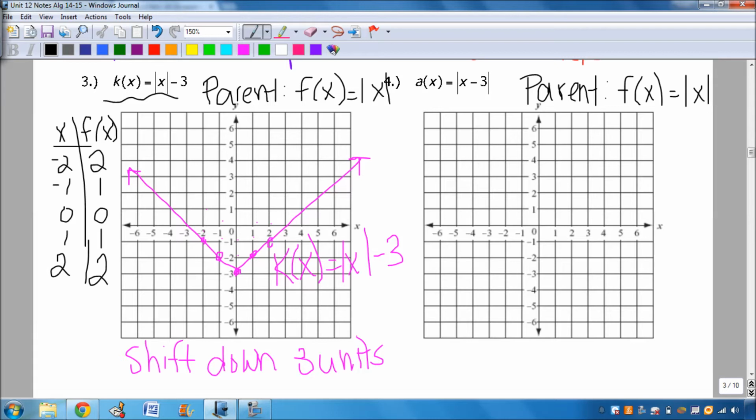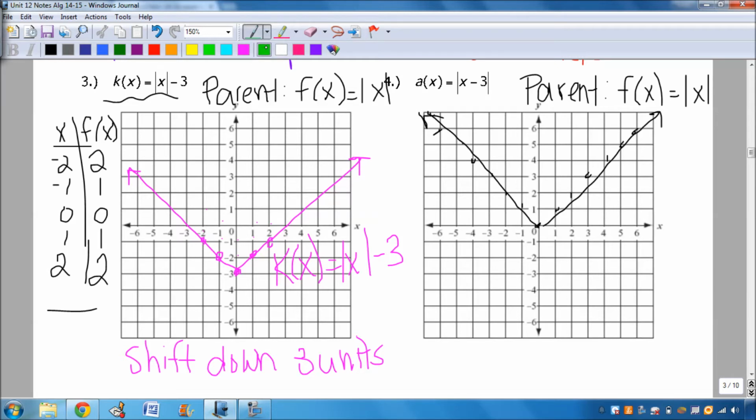And so I have my table of values right here, but I also just know that the right half of my absolute value function is just y equals x, and that the left half of my absolute value function is just y equals negative x. Okay, so if I were to connect it right here, this is what my graph looks like, but I need to figure out what kind of a transformation I have going on here.